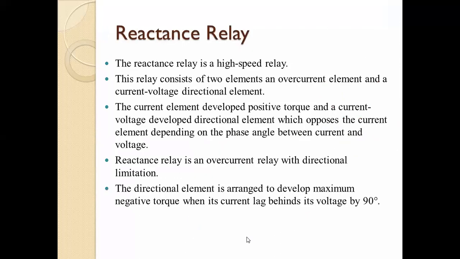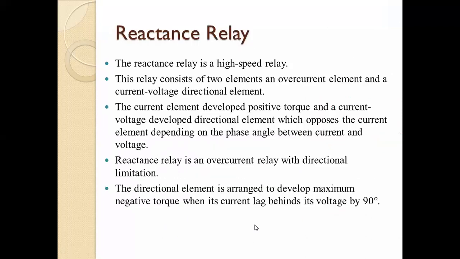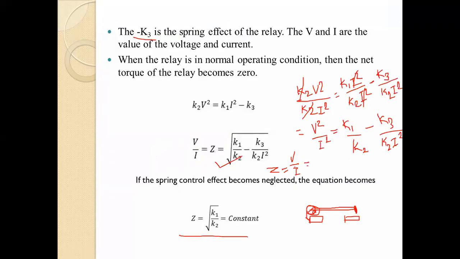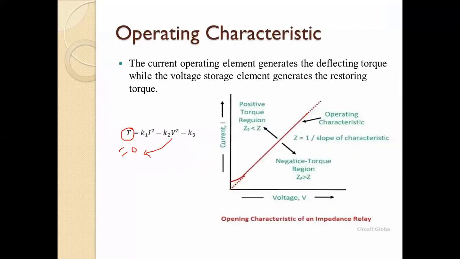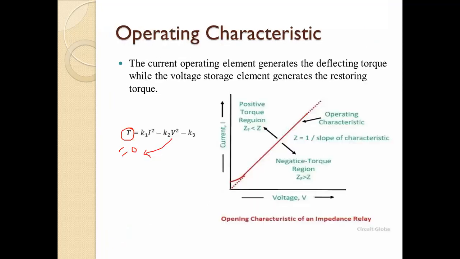Okay, the torque equation. It means when we are considering the torque as 0 under normal working condition, this is the equation for the impedance Z, and it is constant. So all of you understood this impedance relay? Impedance relay. Okay.